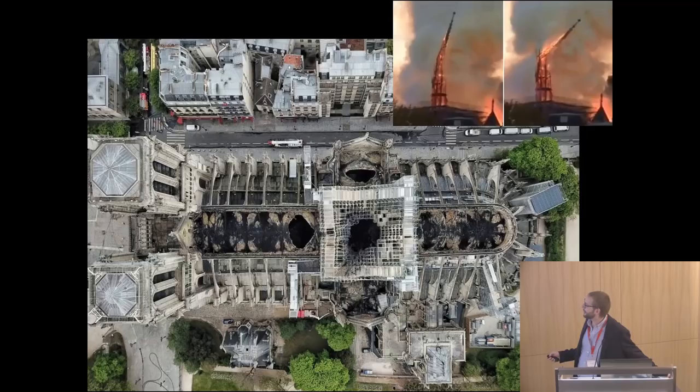The crossing where the spire was originally, that was destroyed. Here, this whole area was destroyed when the spire collapsed and fell onto the nave. But perhaps most alarming of all, this hole as well. And I can't quite understand why this hole was made.